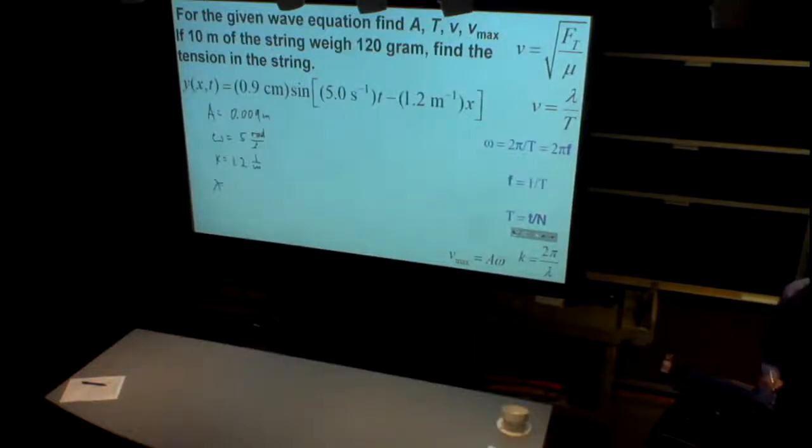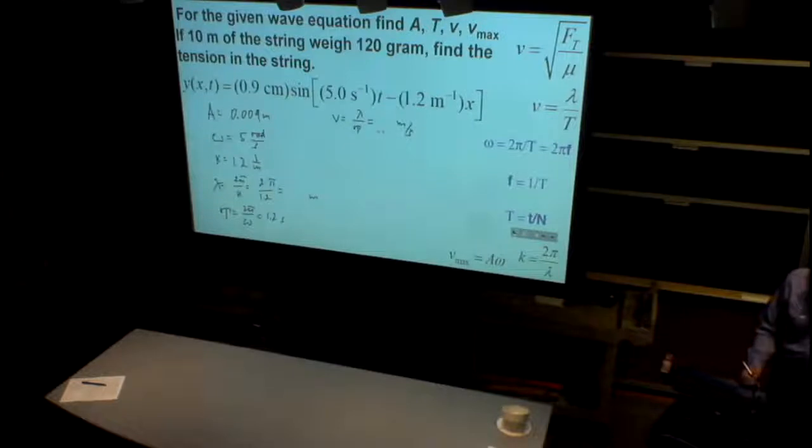So the wavelength will be equal to 2 pi over k, 2 times pi over 1.2. That's going to be meters. The speed of the wave should be equal to wavelength over the period. Well, we know the period, 2 pi over omega, 1.2 seconds. And if we know the wavelength, we can calculate that, and it's going to be meters per second.